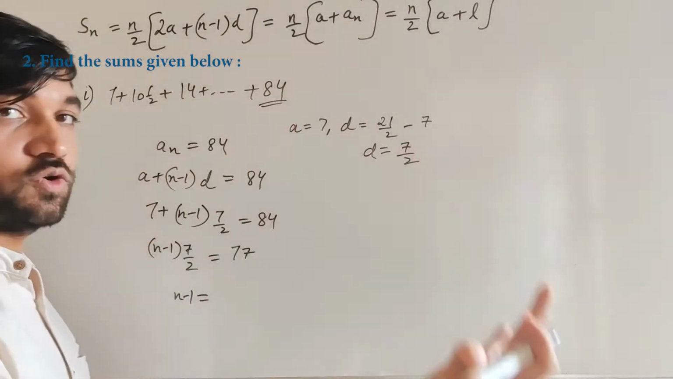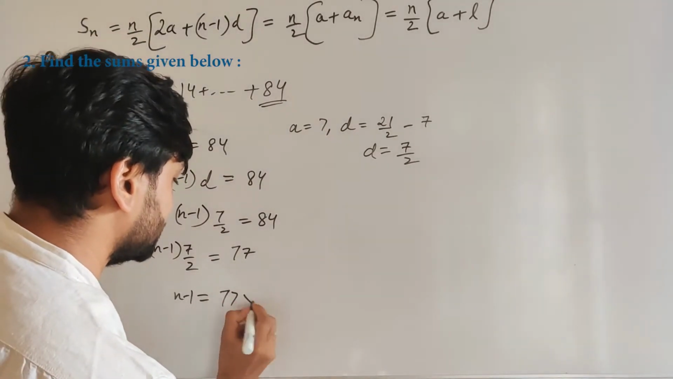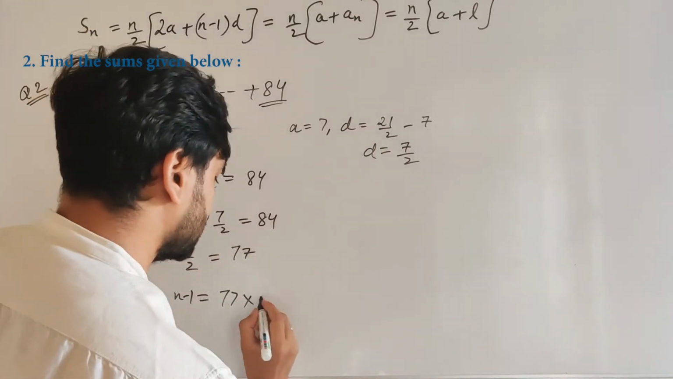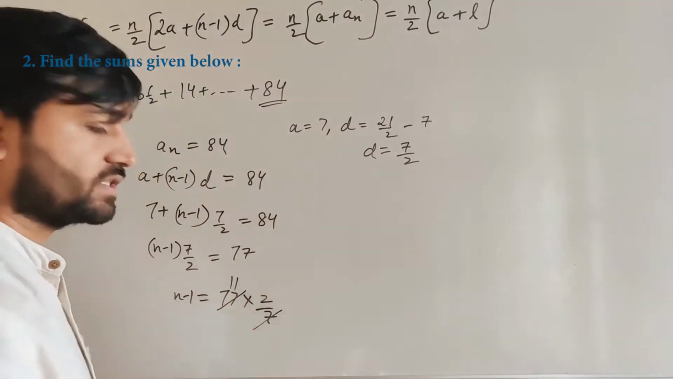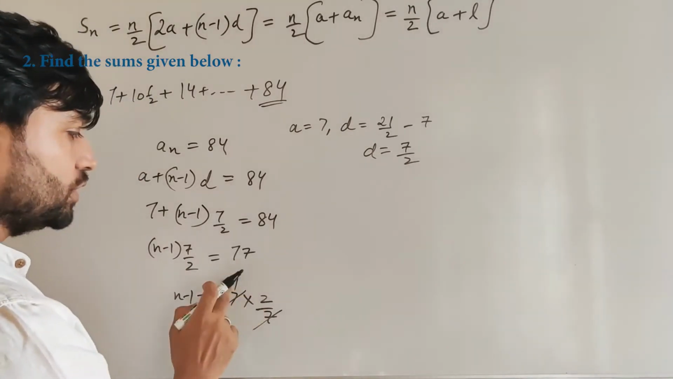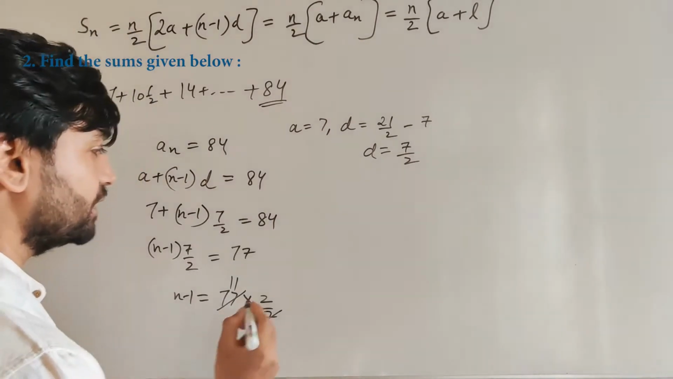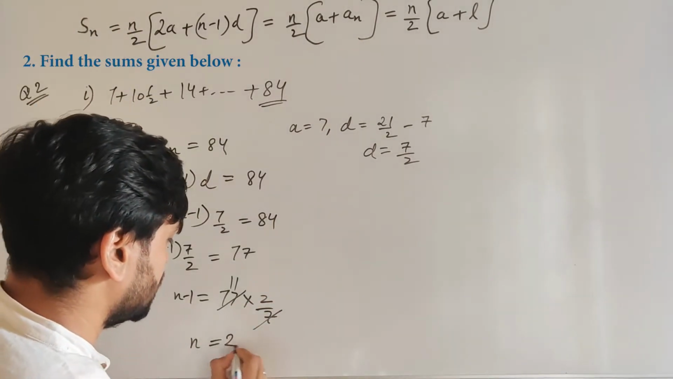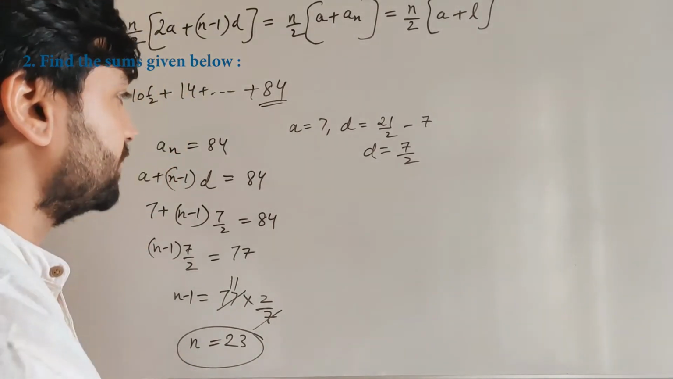So 7 by 2, when it goes to the other side, it becomes a reciprocal. So 77 into 2 by 7. And this 7 and 77 we can cancel by 11 times. So 2 into 11 is 22. And this minus 1 becomes 23. So n is 23 after the simplification here. So now we know the number of terms, n is 23.